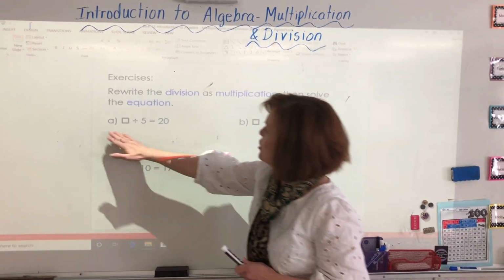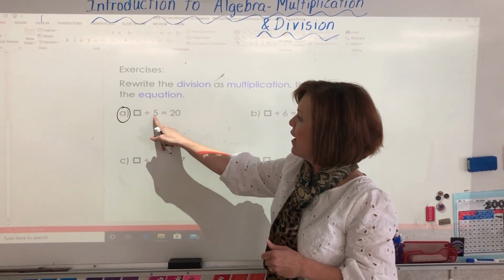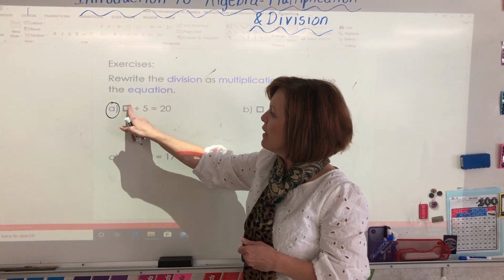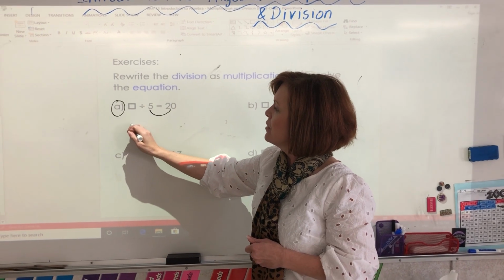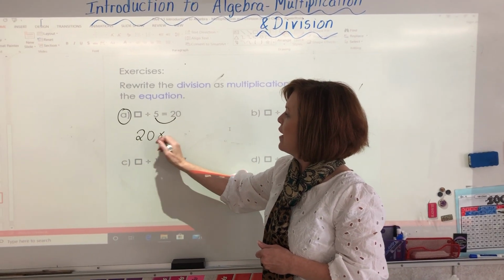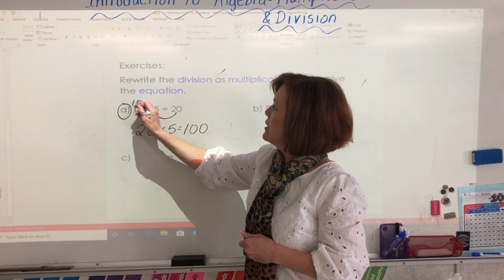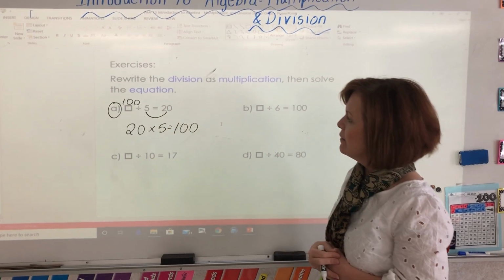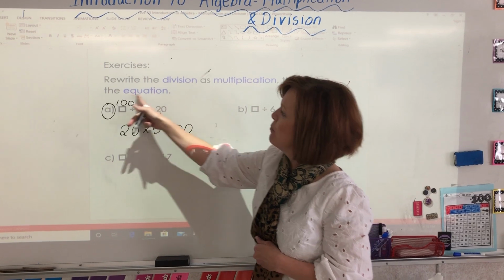In this division equation, A, some big number divided into 5 equal groups gives you 20 in each group. How am I going to find that big number? I am going to multiply these two together. 20 times 5 equals 100. Let's see if this makes sense. 100 divided by 5 equals 20. It works. So these are all called fact families.